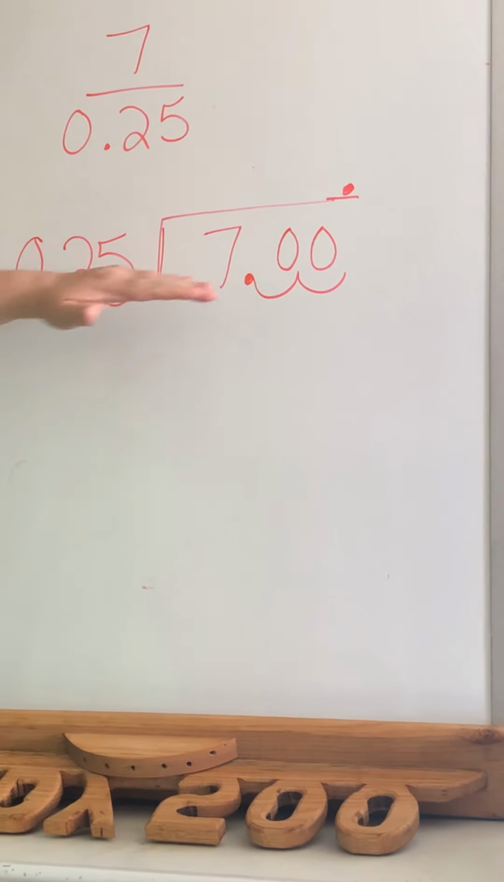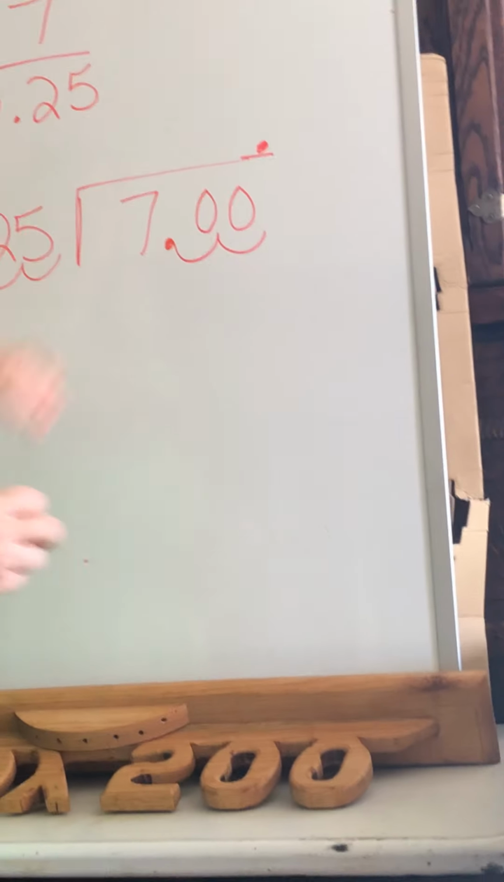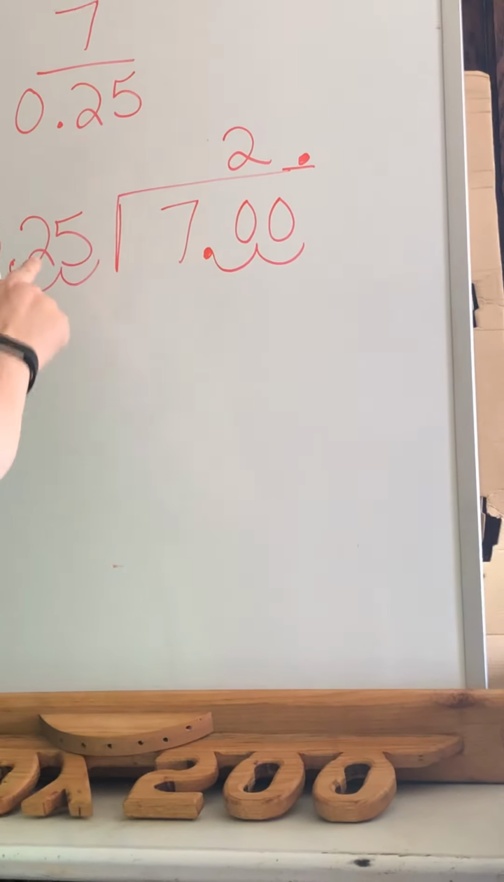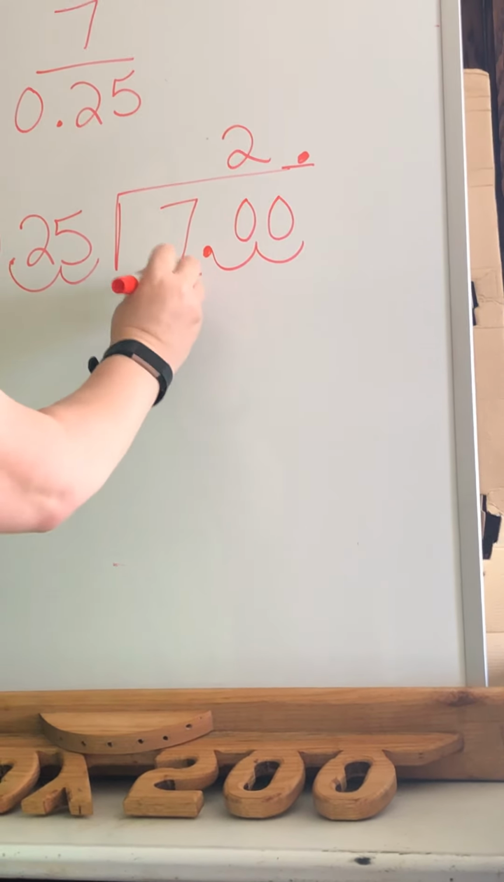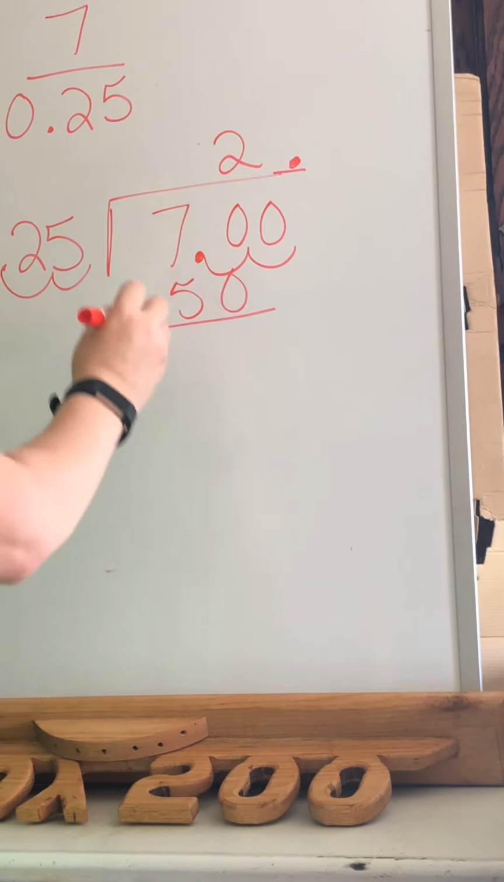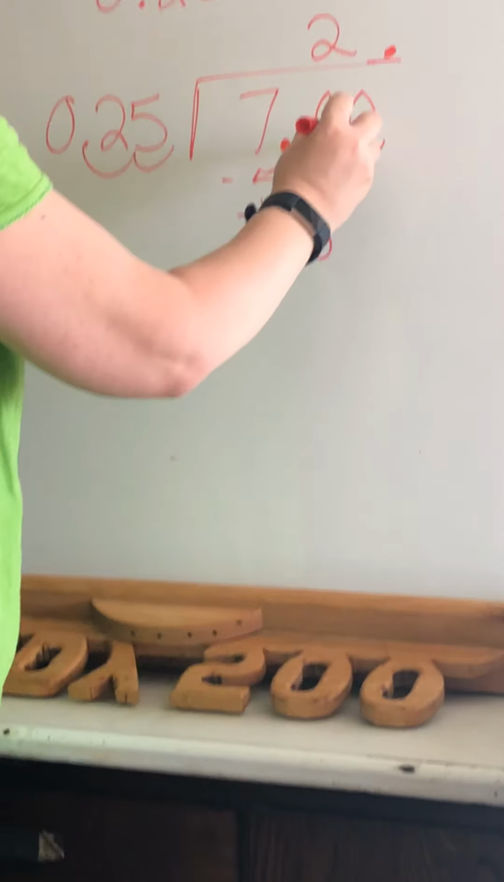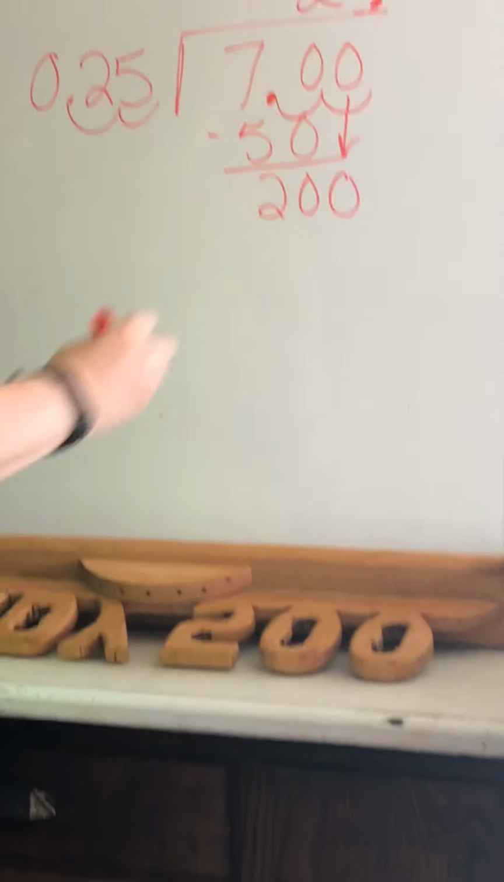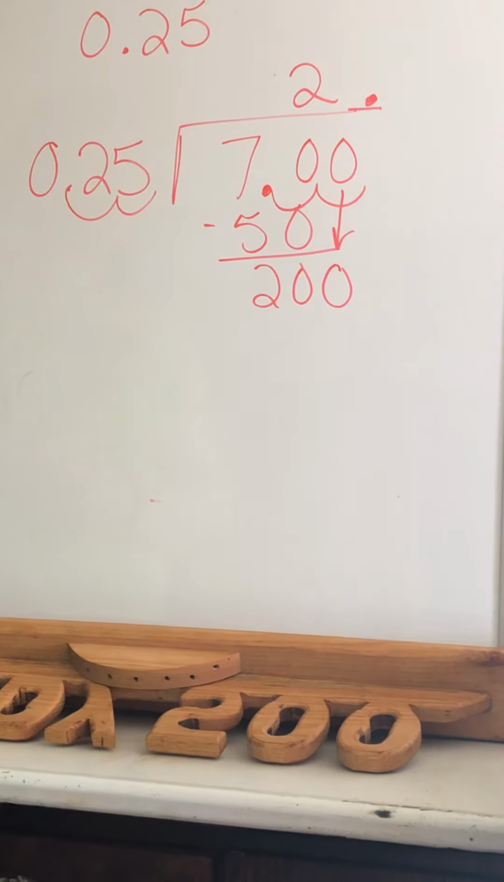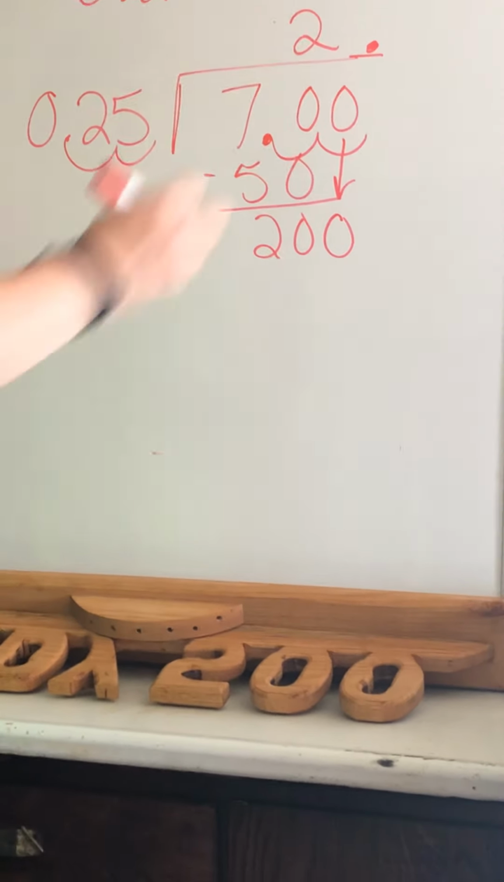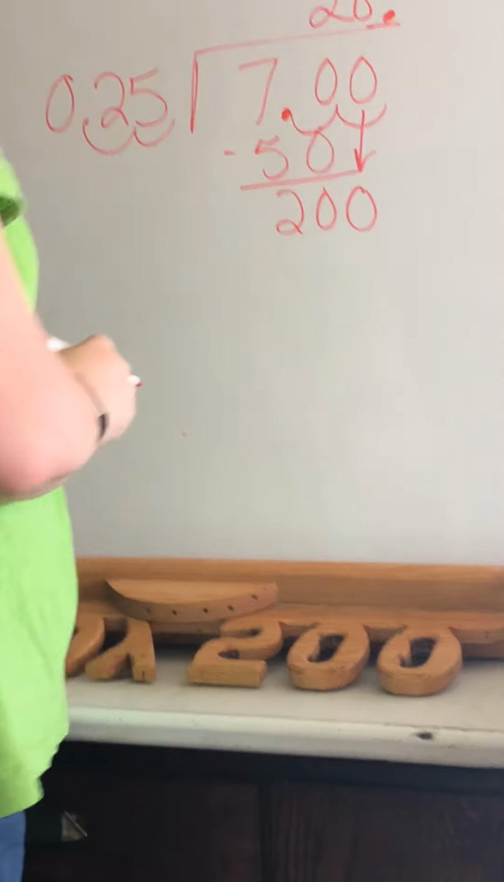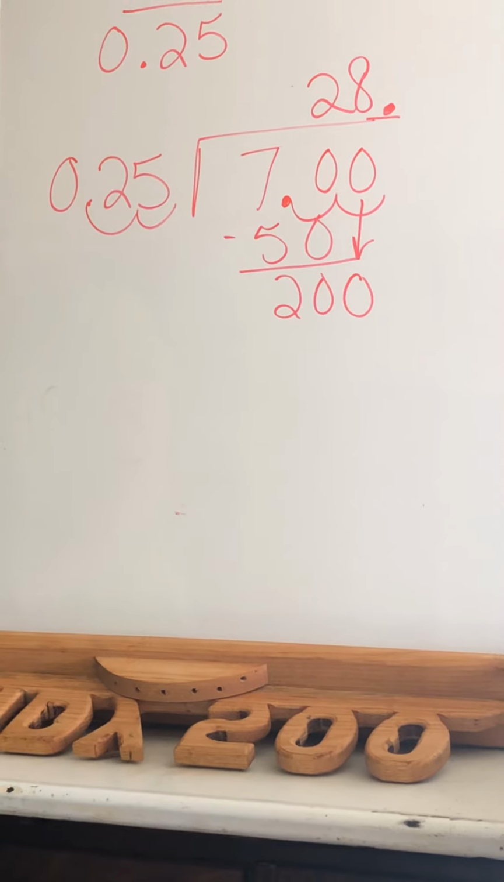Well, 25 can go into 70 2 times. 25 times 2 is 50. 70 minus 50 is 20. And then make sure to bring down that 0. 25 goes into 200 8 times. So my answer to this is 28.